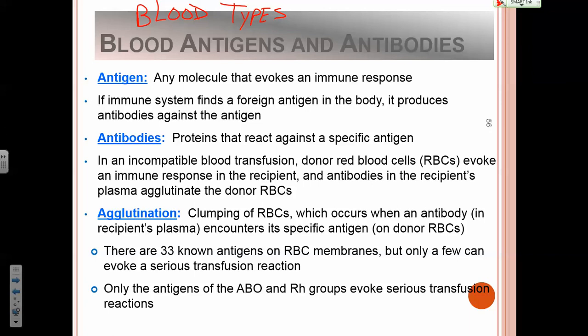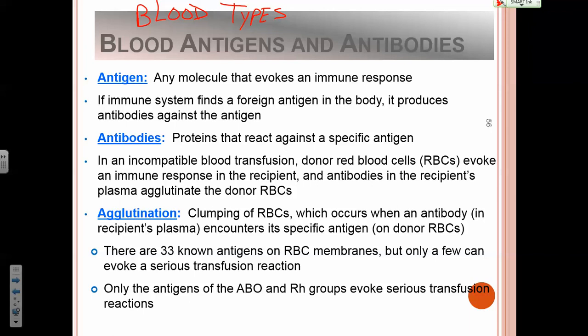We have self-antigens. Those are of you, and you don't produce antibodies against them. And then there are non-self antigens that are coming in from somewhere else, like in a transplant. Okay, you know, when people reject an organ transplant, it's because they're producing antibodies against it, because on those transplanted cells there are foreign or non-self antigens.